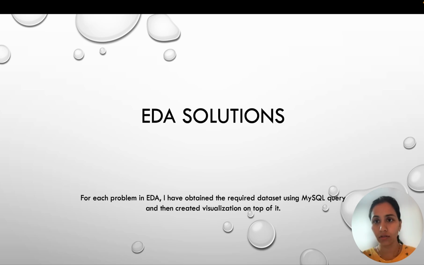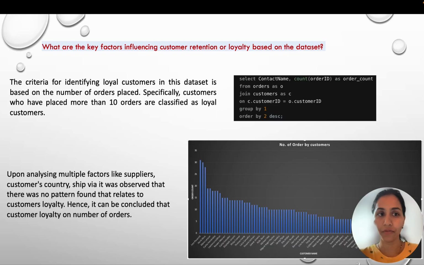Now the first question of EDA is, what are the key factors influencing customer retention or loyalty based on the dataset? For this, the MySQL query is contact name and count of order ID from the orders and customer tables. The count of order ID I have taken as the loyalty of the customer. The data set obtained from the query, I have visualized using a bar chart.